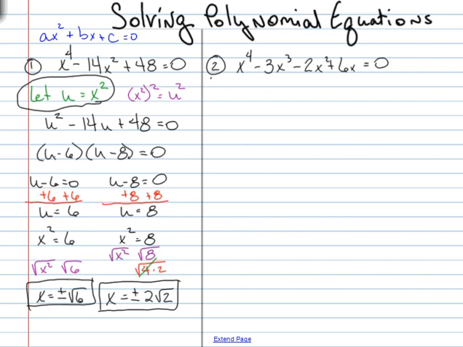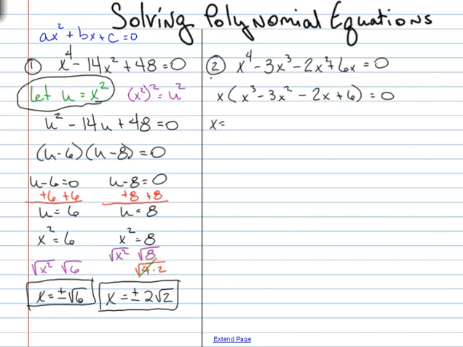So the first thing I'm going to do before I do anything else is take an x out of every single piece of it. So I have x comes out front. I'm now left with x cubed minus 3x squared minus 2x plus 6, and that's all equal to 0. Now that I have 2 distinct factors, I can set each factor equal to 0.